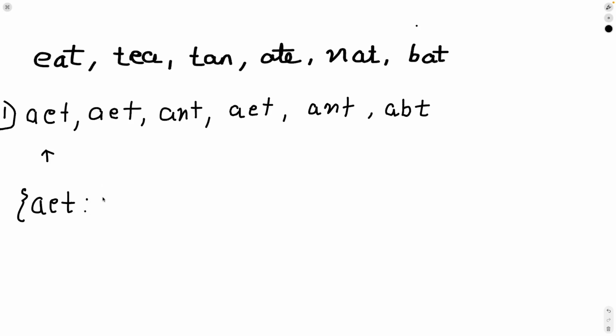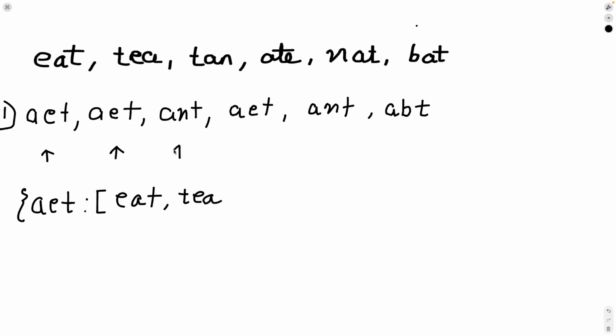And for the value, we are going to have a list. Because this wasn't there, we are going to enter that element over here. Next, we go to the next element, AET, and we again check in the dictionary if this key is present. Since this key is present already, I'm going to append that value next to it. So I will write the next element, tea, over here.